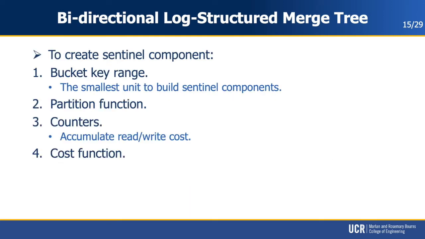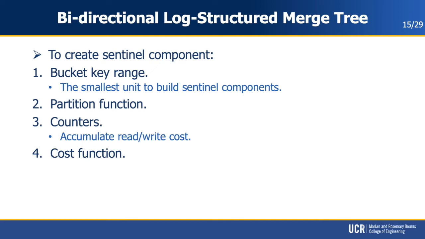To create Sentinel components, we introduce 4 tools. Bucket key range, which is the smallest unit to build the Sentinel components. It means each Sentinel component is built based on one bucket range. A partition function to define the bucket range. Counters, which are used to accumulate the read and write cost in each bucket range. A cost function to evaluate when to build the Sentinel components for a bucket range.